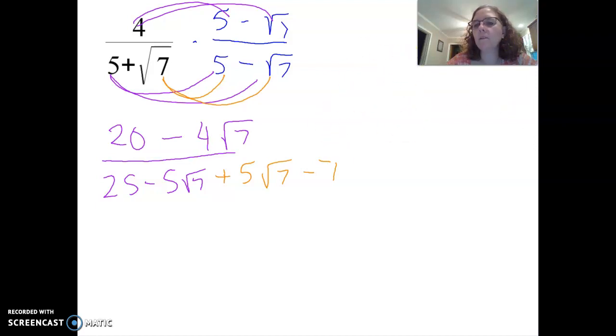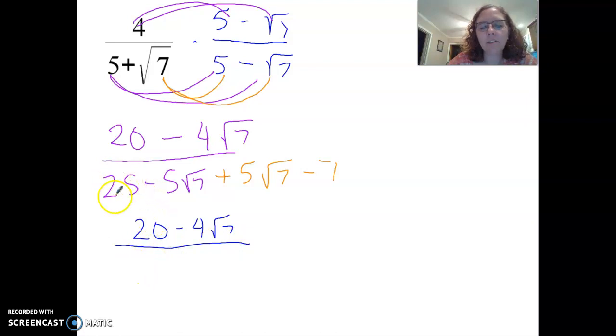Okay, so now we need to look and see if we have any like terms. So in the numerator, I see that I have a 20 and a 4 square root of 7. Well, those are not like terms. This one does not have a square root of 7. That one does. So I can't add them or subtract them. I'll just copy that down. All right, then in the denominator, I have this 25 with no square root on it, and I also have this 7 with no square root on it. Those are like terms. All right, 25 minus 7, that's 18.